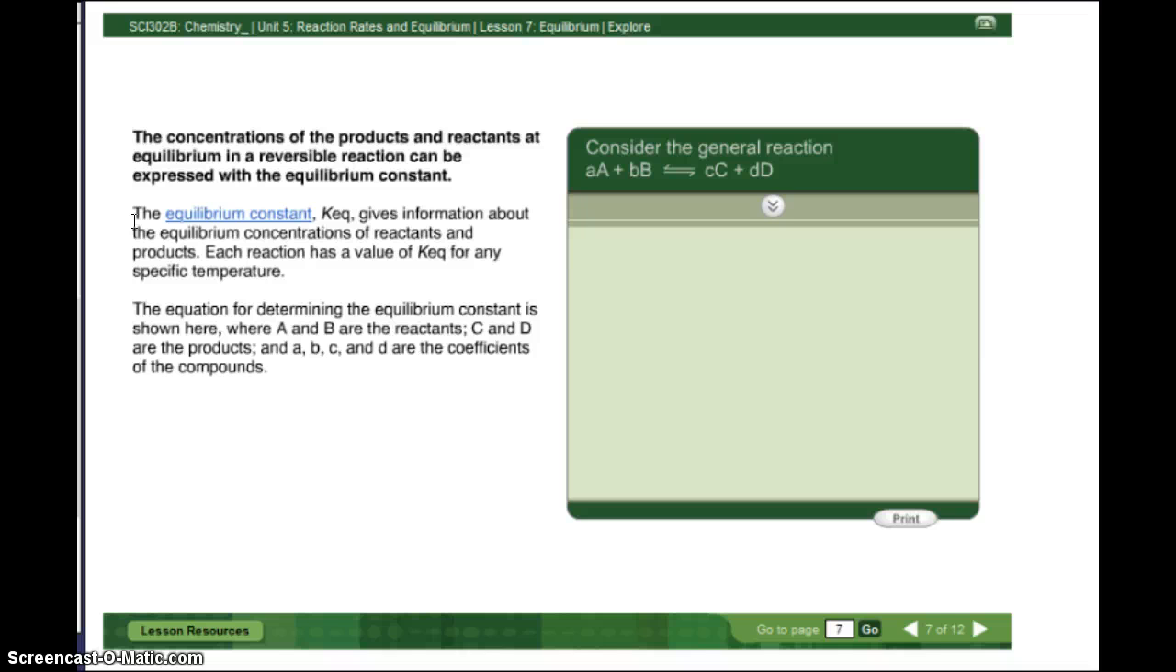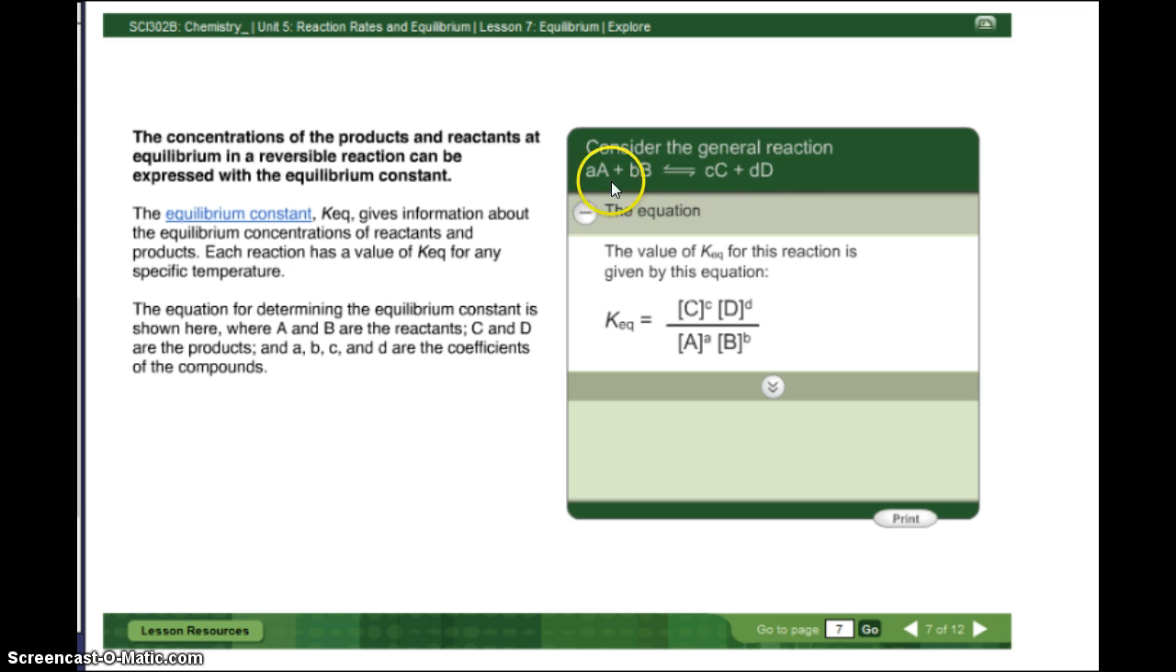Each reaction has a value of K sub EQ for any specific temperature. The equation for determining the equilibrium constant is shown here, where A and B are the reactants, C and D are the products, and lowercase a, b, c, d are the coefficients of the compounds. All right, so consider the general reaction. In other words, we have our chemicals. Chemicals capital A and capital B do a double displacement reaction or a single replacement reaction, and they change into chemicals capital C and capital D. The lowercase a, b, c, d are the coefficients.